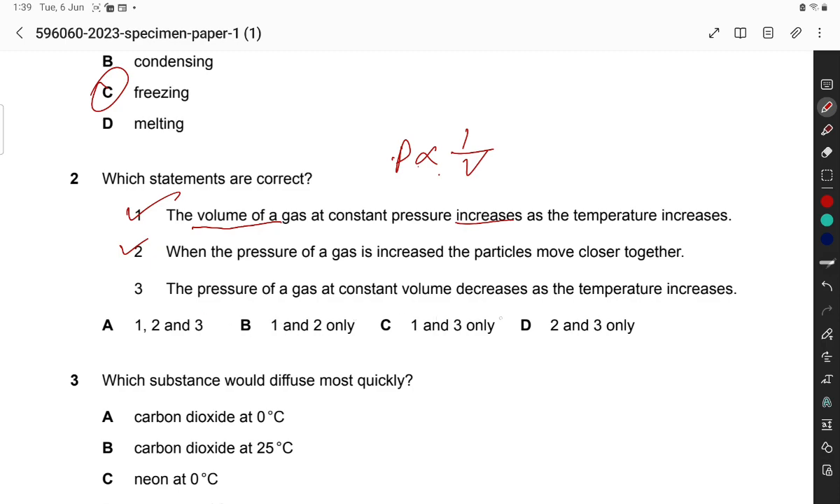The pressure of a gas at constant volume decreases as the temperature increases. At constant volume, pressure does not decrease with increasing temperature. So this is incorrect. 1 and 2 are correct, so option B is correct.